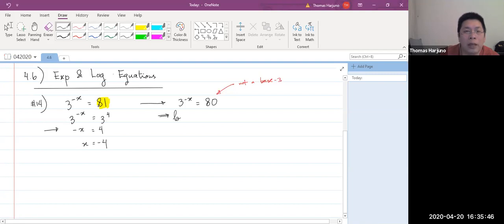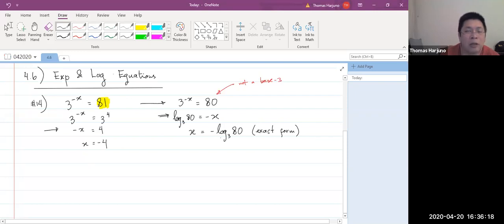Log base 3 of 80 equals negative x. So x is equal to negative log base 3 of 80. Now, this is what we call exact form. You can say exact form is the form that we have right before we use calculator.